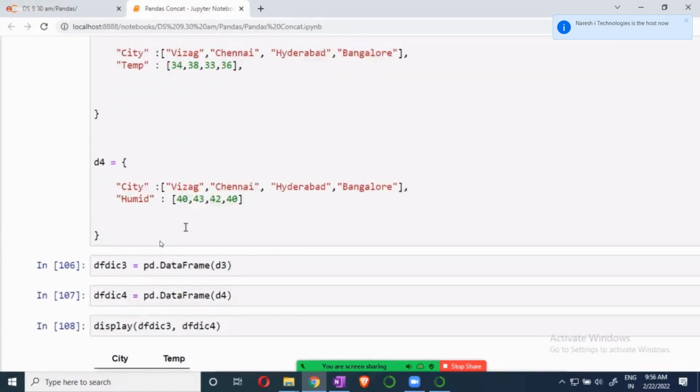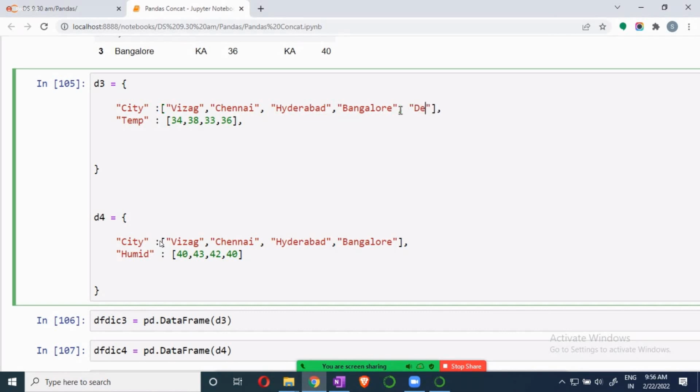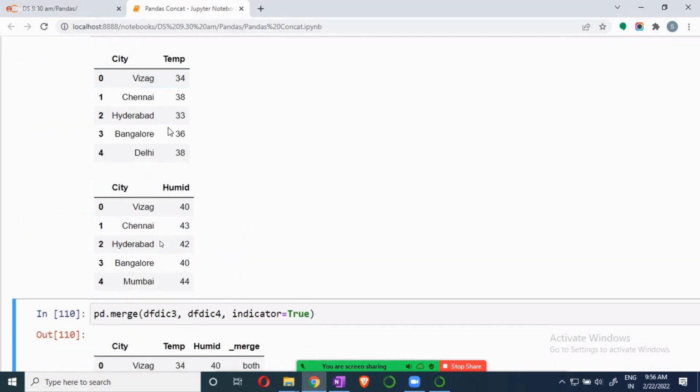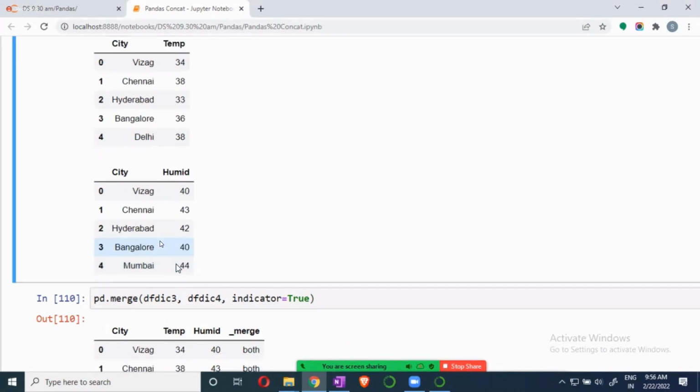If you are having something different, now here I am having Delhi, and here I will keep it as Mumbai. And this one I will give as 38, and this one as 40, 44. Now I will merge it. Okay, now I got this. This is having 4, this is having 4. Now Delhi is not present in this, and Mumbai is not present in this. Now you see this.